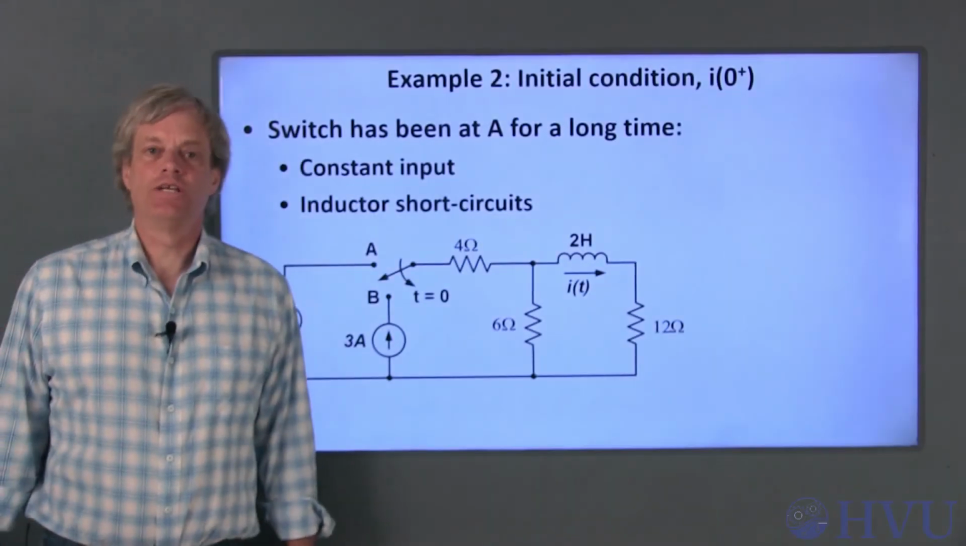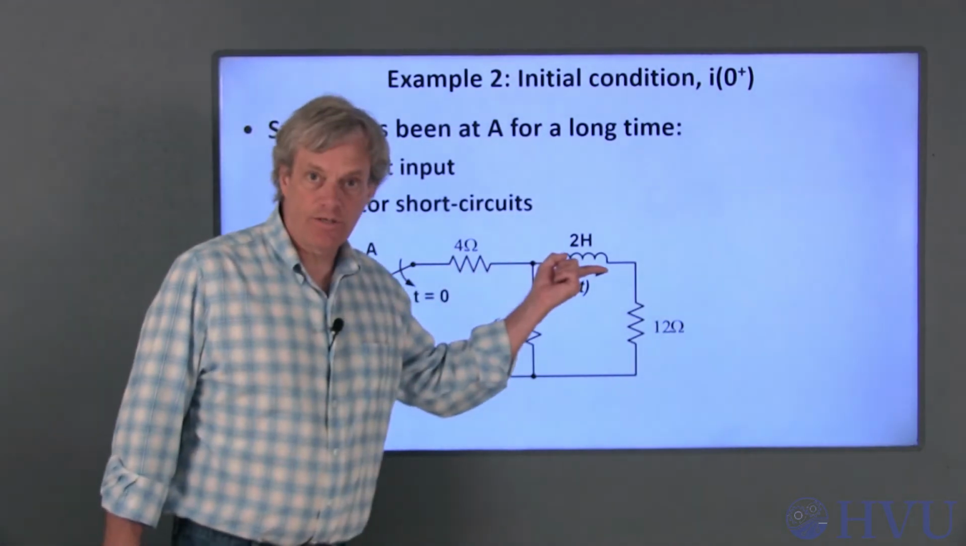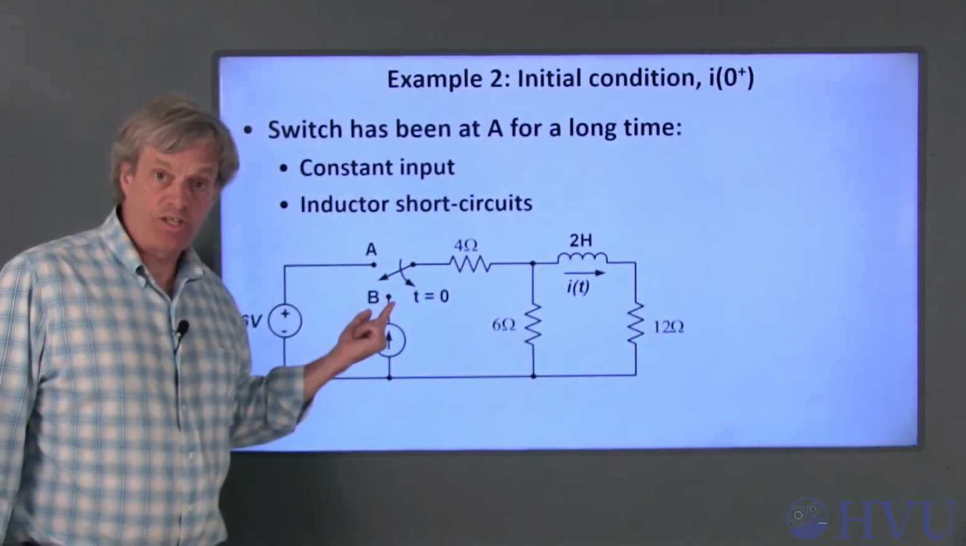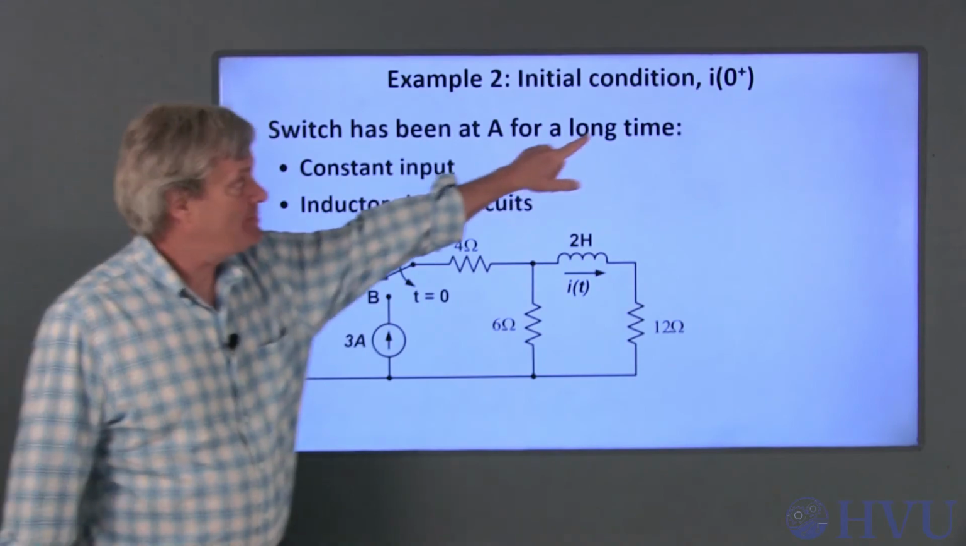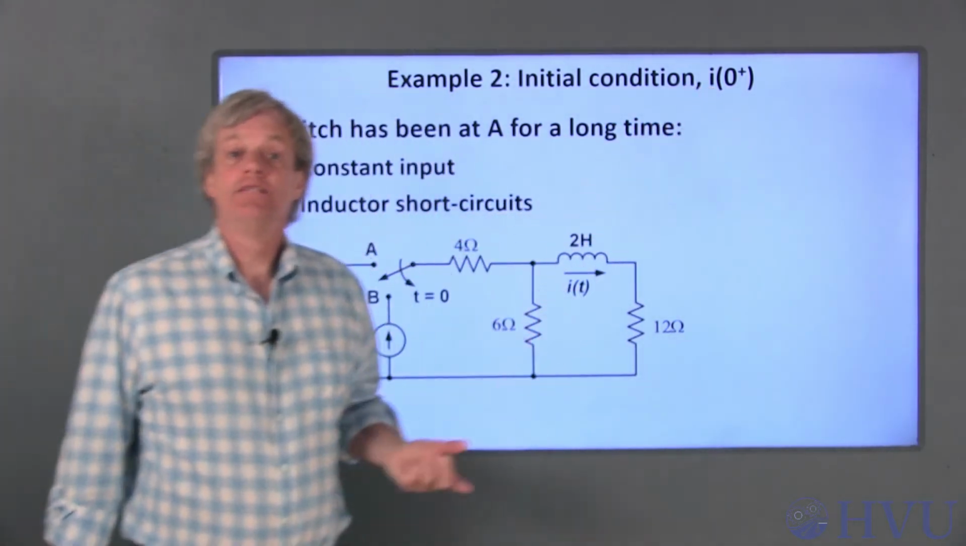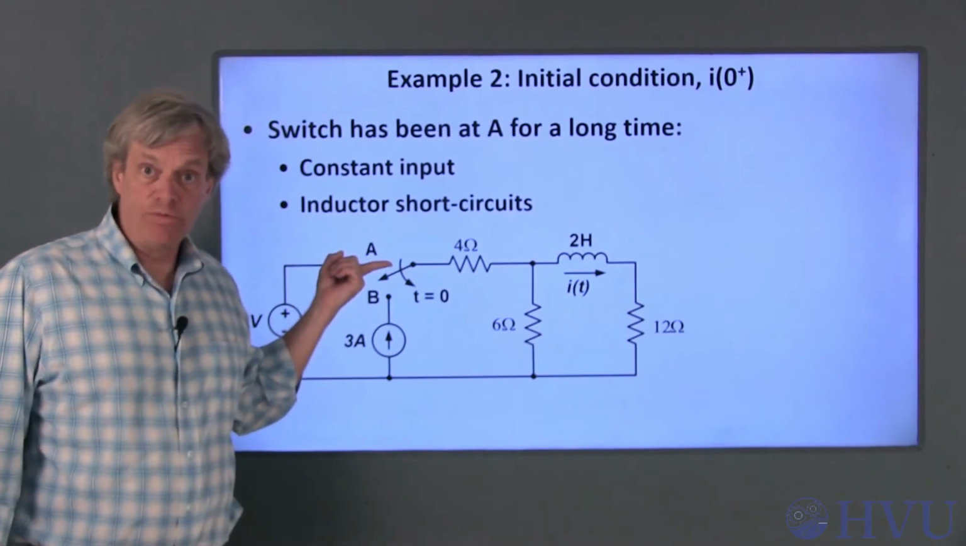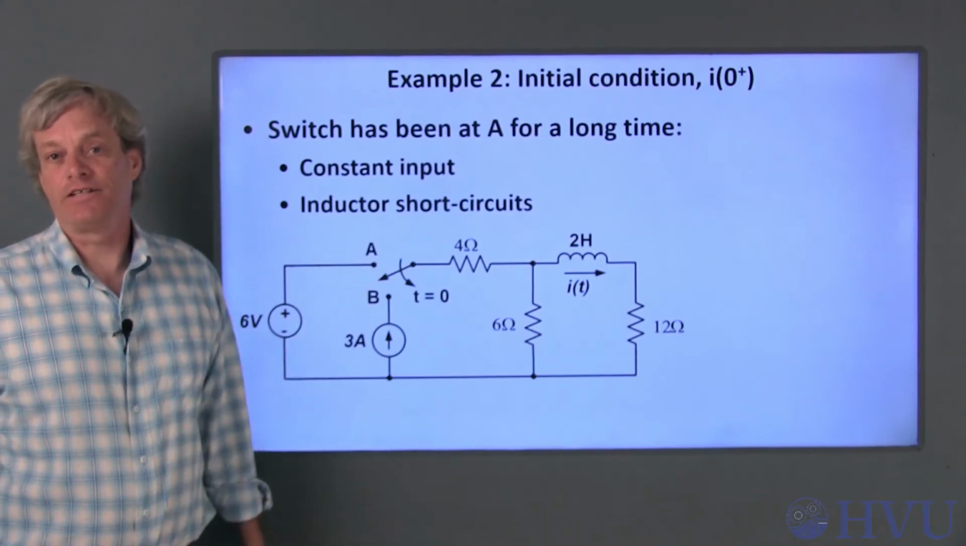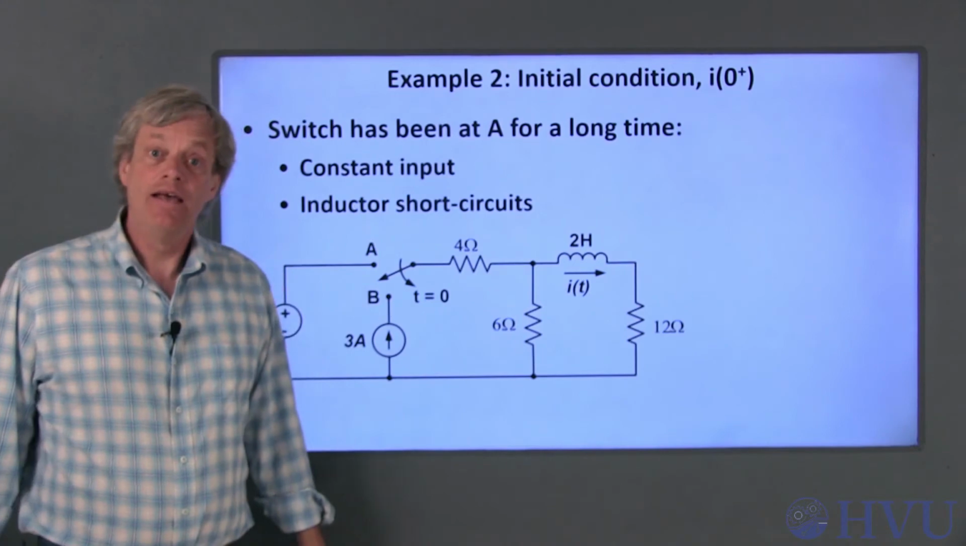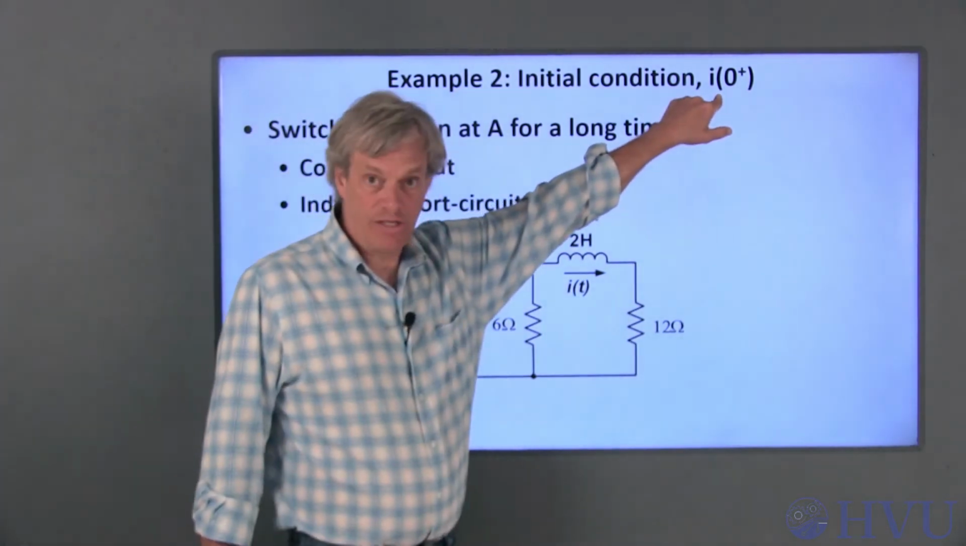To find the initial condition, I want this inductor current just after the switch moves to point B at time t equals 0 plus. To determine this, I'll find the inductor current just before the switch moves and then use the fact that an inductor's current can't change instantly in order to get the desired initial condition.